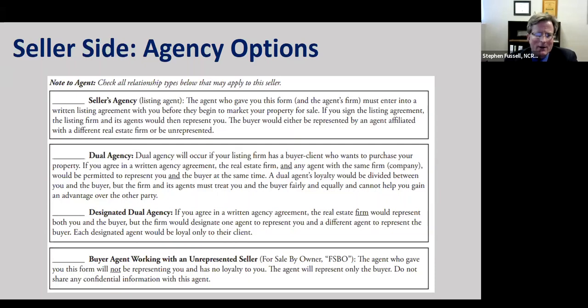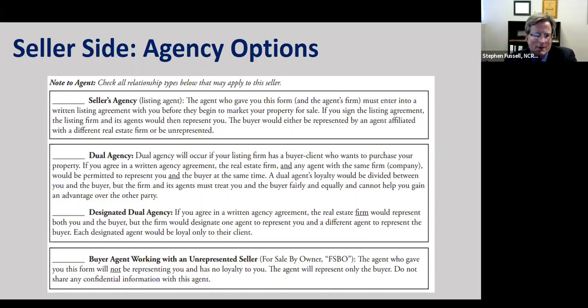The fourth category under agency types involves a seller who is not represented. So in this situation, you would be a buyer agent. So you've got a buyer agency agreement with a buyer. You've got a seller who's not represented. It's a for sale by owner type of deal. And so you're communicating with the seller and explain to the seller that you will not be representing the seller, and of course have no loyalty to the seller. And it says to the seller, the agent will represent only the buyer.